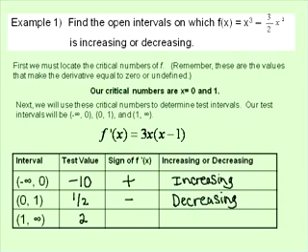And our last interval is from 1 to infinity. Positive 2 is a value in that interval that we could use as our test value. 3 times 2 is 6, a positive number. 2 minus 1 is 1, also a positive number, and a positive times a positive is a positive. So on the interval from 1 to infinity, this function is increasing.